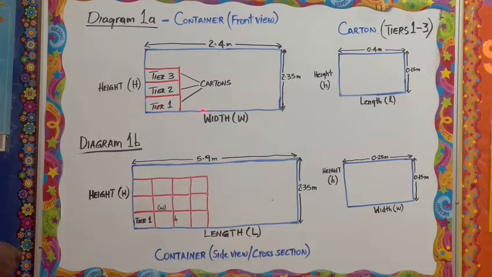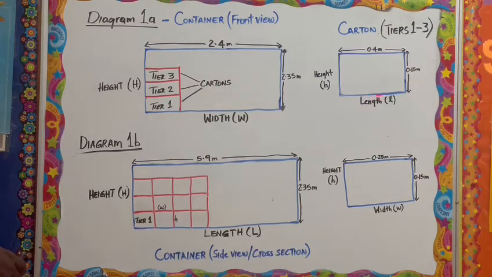In other words, what we're looking at is the width of the container and the height of the container. The width is 2.4 meters and the height is 2.35 meters. Now these cartons, we were instructed, are supposed to be packed inside of the container. And so this is an example of how they will be packed on top of each other.